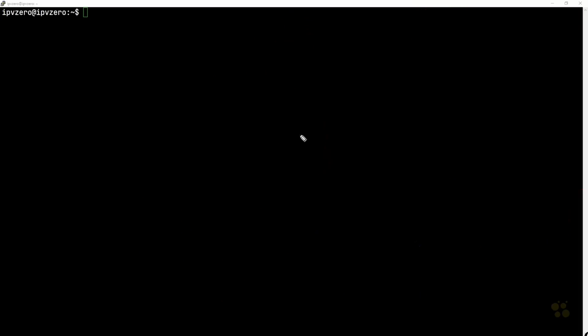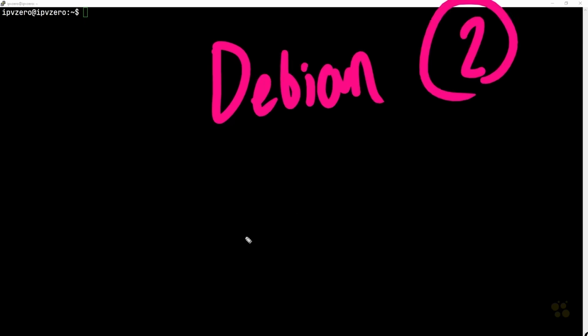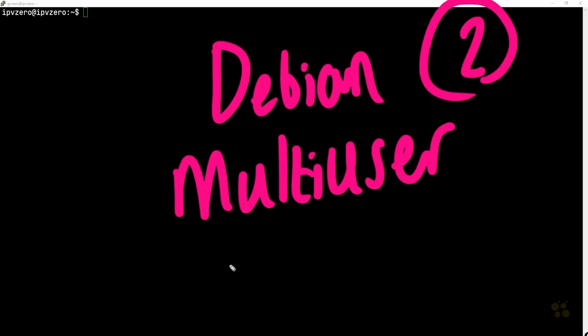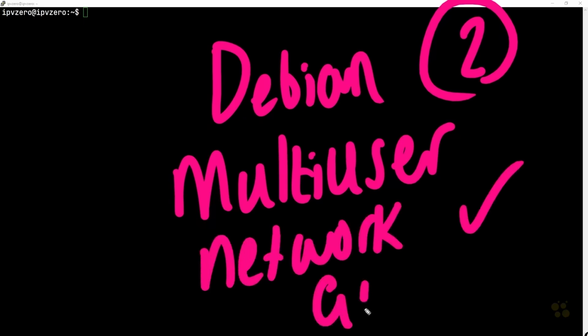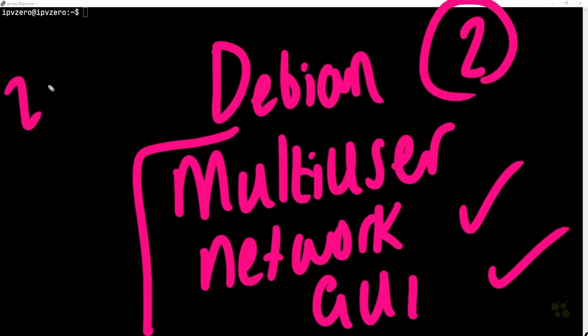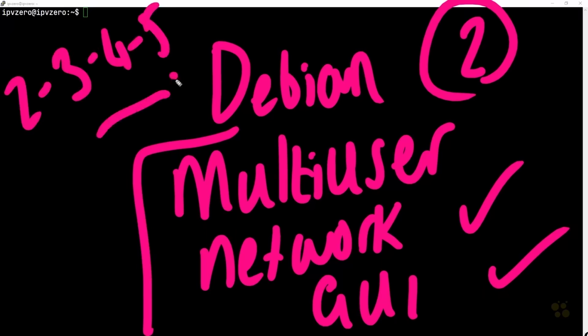Now the difference here, and this one is quite a stark difference, is that with the Debian sets at run level 2, we do get multi-user mode. However, networking is not disabled. We do have networking, and we also have a graphical user interface. And in fact, for run levels 2, 3, 4, and 5 for Debian systems, this definition is exactly the same. So run level 2, run level 3, run level 4, and run level 5 for Debian-based systems are all going to act in this manner. Multi-user, with network access, with a graphical user interface. So keep that in mind.